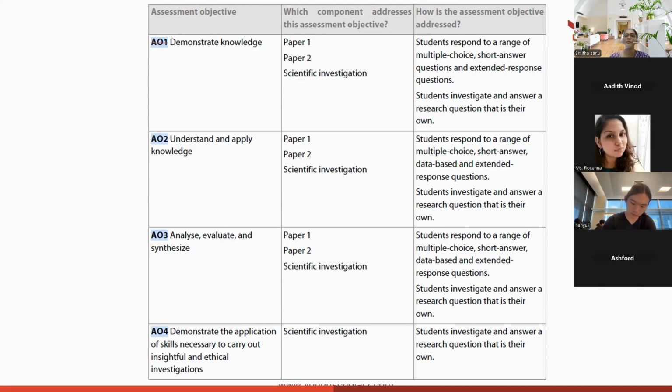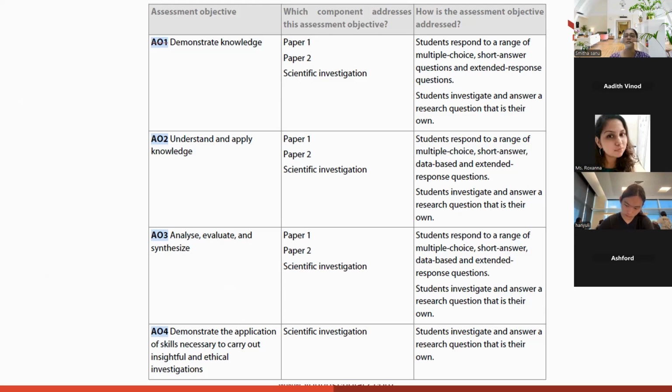1. Paper 1 and paper 2 both will have such type of questions where you have to have some basic knowledge like laws. You cannot modify it in your words. You have to write it the way it is. So that is where it's demonstration of knowledge, meaning a certain amount of rote learning is mandatory. And that's what is coming as AO1.